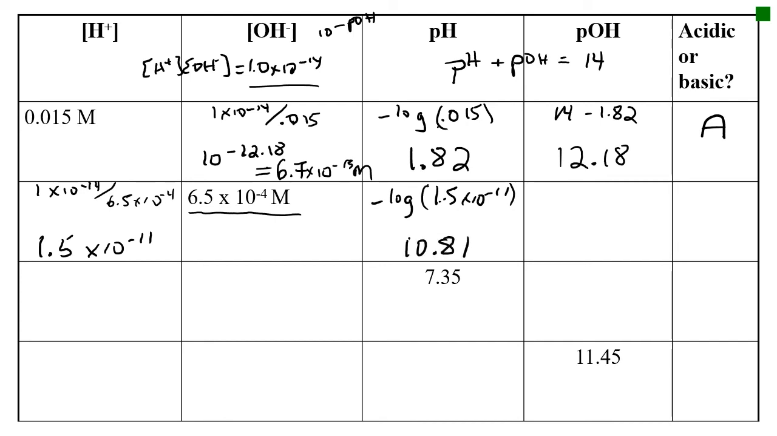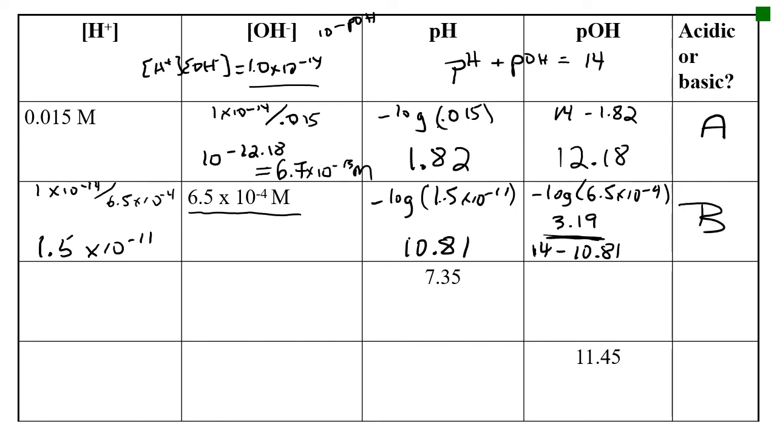For our pOH, we can either take the minus base 10 log of 6.5 times 10 to the minus 4, and when we do that, we're going to get a pOH of 3.19, or we can take 14 and subtract 10.81. Any of these work. These equations are going to be very interrelated. We look at this and we realize our hydroxide is going to be greater than our H plus or our hydronium, and our solution is going to be basic.